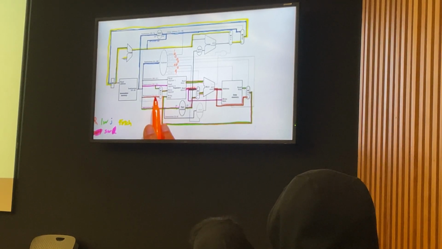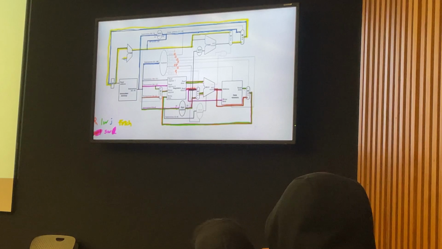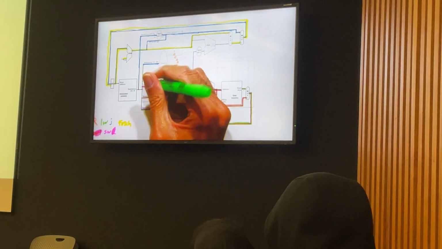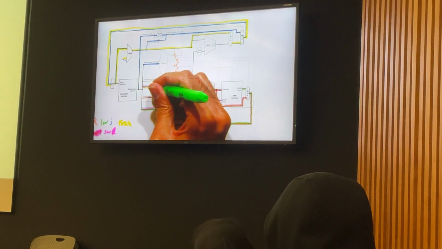So we want to make sure that the orange data goes in and not the green load word data, because otherwise you're picking the wrong register. Actually, to clarify, maybe I should extend this green to there.